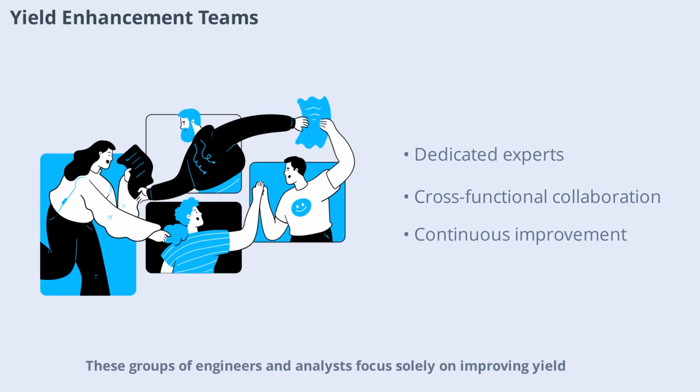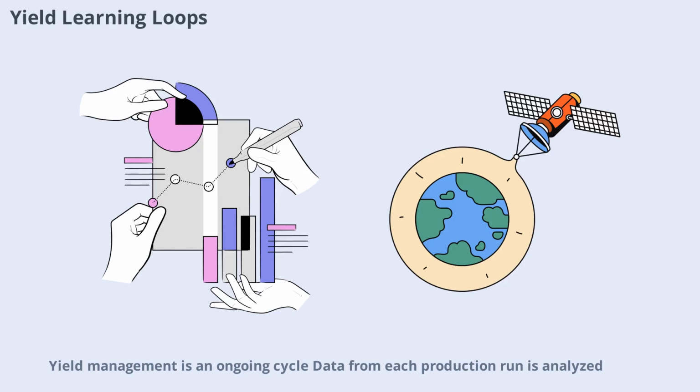These groups of engineers and analysts focus solely on improving yield, investigating defects, and implementing best practices. Their expertise and cross-functional collaboration are key to staying ahead of problems and driving continuous improvement. Yield management is an ongoing cycle. Data from each production run is analyzed, lessons are learned, and processes are refined.